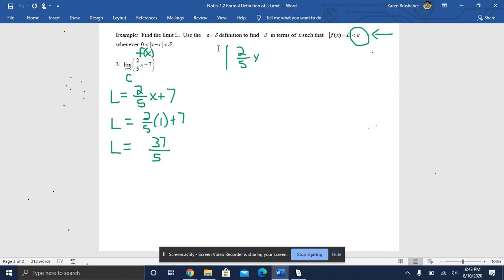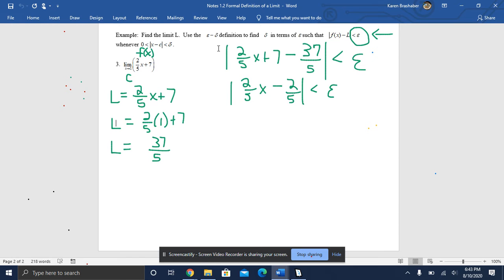So 2/5 x plus 7 minus L, which was 37/5, has to be less than epsilon. So here's the big difference, that we don't have a numerical value, we just have the symbol epsilon. So we could combine some like terms, the absolute value of 2/5 x, and then we're going to add 7, which is 35/5, and negative 37/5, and that's going to give us negative 2/5. That absolute value is less than epsilon.